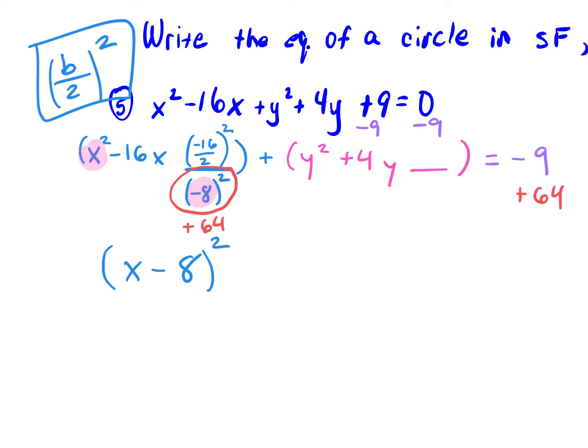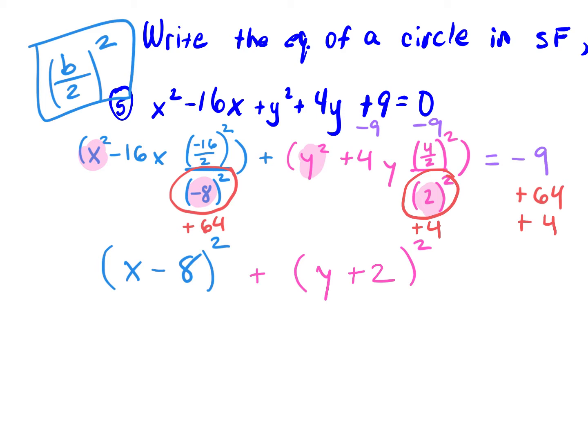So we got to do the same thing. So what's going to go in our space here? 4 over 2. 4 divided by 2 is 2. So we're putting in a 2 squared here. What's going to go in our parentheses down here? y plus 2. And then we are adding 2 squared on this side, so we're adding 4. So we have to add 4 on the right side of our equation as well.